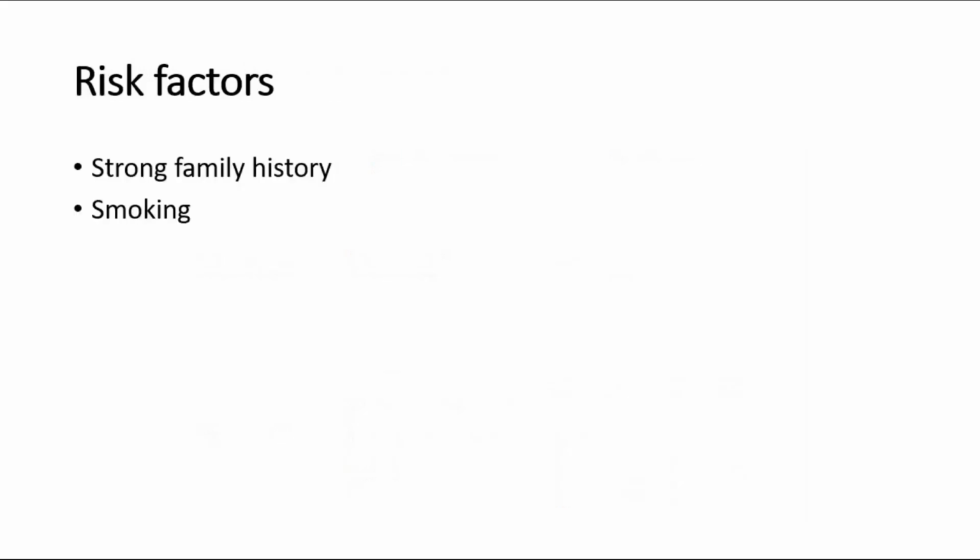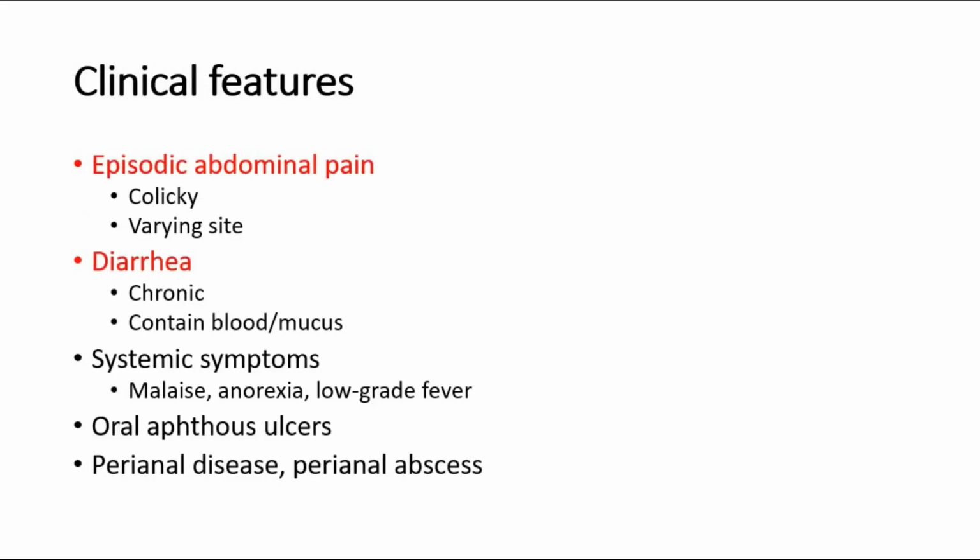The main risk factors for Crohn's disease include strong family history and smoking. For clinical features, Crohn's disease typically presents with episodic abdominal pain and diarrhea. The abdominal pain may be colicky in nature and will vary in site depending on the region of bowel involved. Diarrhea is often chronic and may contain blood or mucus. Systemic symptoms include malaise, anorexia, and low-grade fever. As the disease affects the entire GI tract, both oral and perianal involvement are common as well.